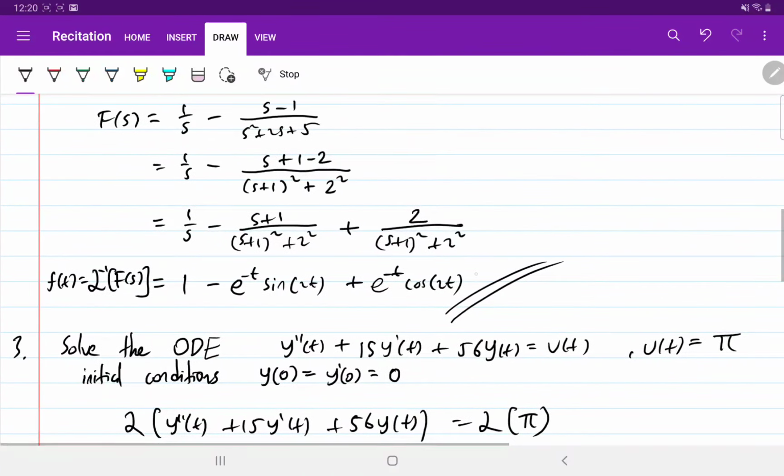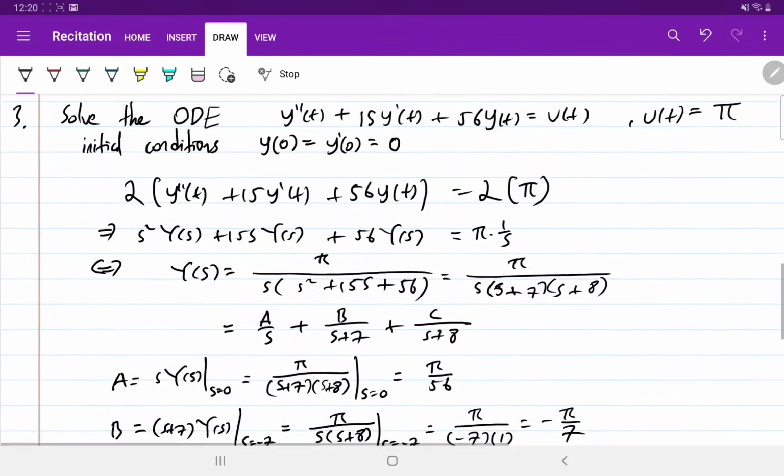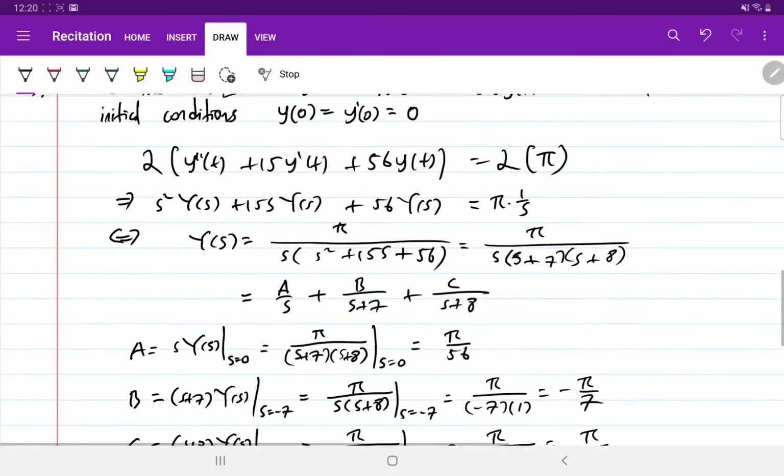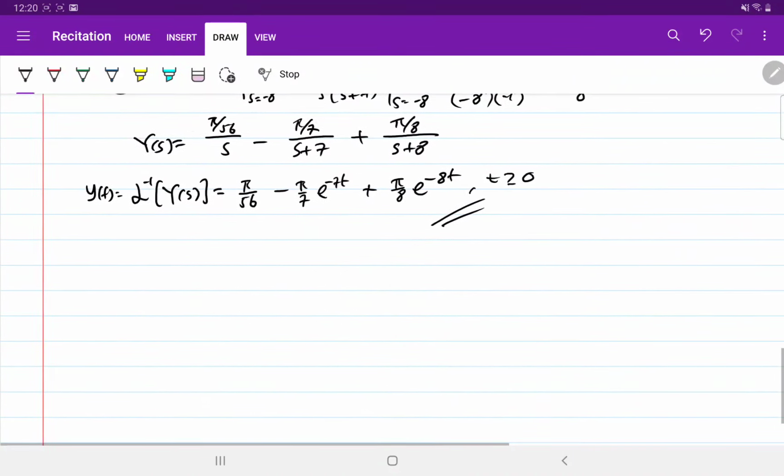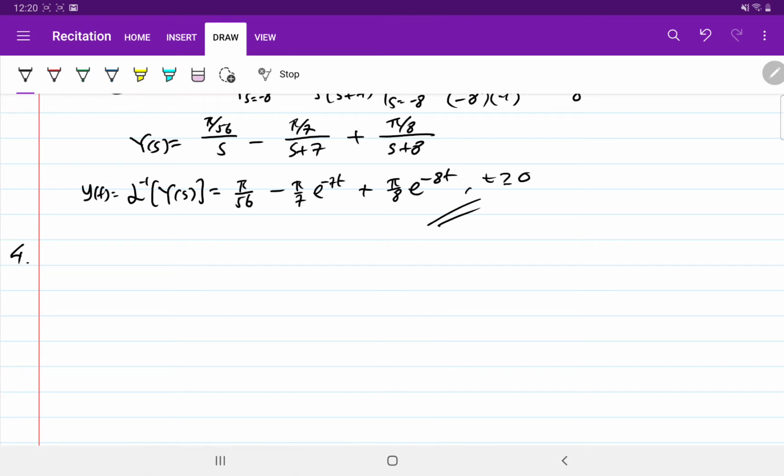I think this one is 2. Okay, so that's the solution of this differential equation. Okay, next problem.